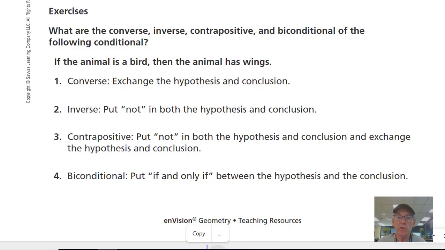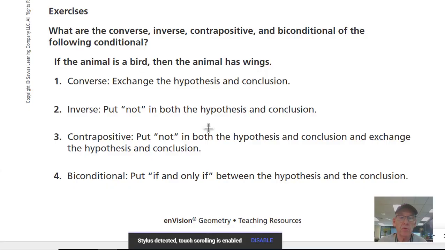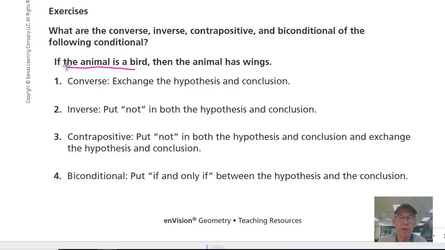What are the converse, inverse, contrapositive, and biconditional of the following conditional statement? If the animal is a bird, then the animal has wings. The best way to do this is to take the hypothesis part, put a single underline, take the conclusion part, and double underline it. This is our Q. This is our P. We want the converse: exchange the hypothesis and conclusion. So if Q, then P is the converse form.